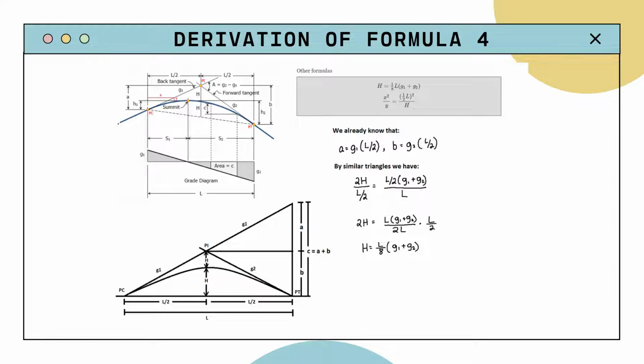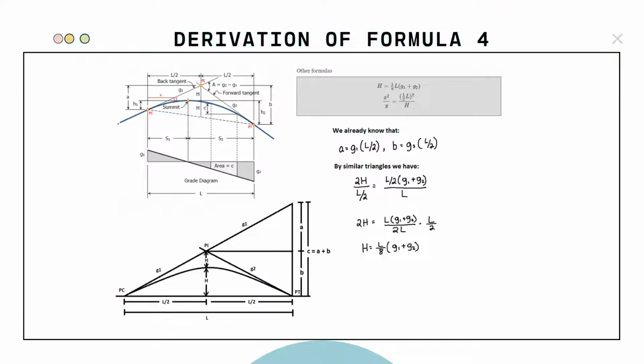Now, given in a previous formula, we have A equals G1 times L over 2 and B equals G2 times L over 2. Applying similar triangles, we get 2H over L over 2 is equal to (A plus B) over L. Since we have the values of A and B, we can rewrite the equation into 2H over L over 2 is equal to L over 2 times (G1 plus G2) all over L. Then we simplify the equation, and we get H equals L over 8 times (G1 plus G2).